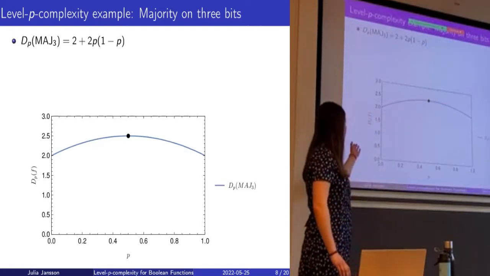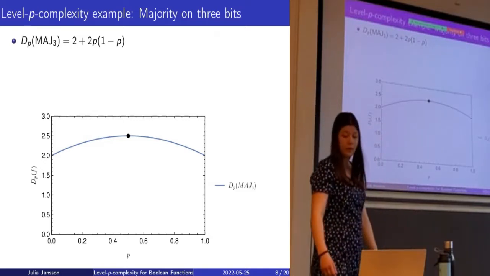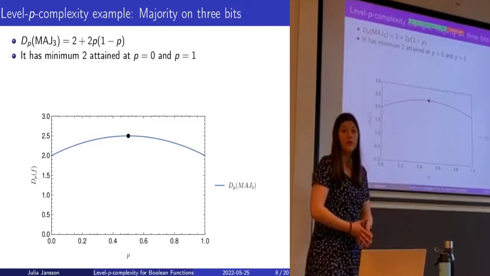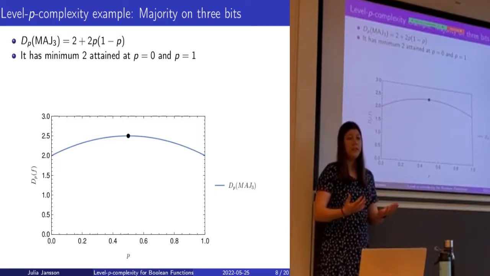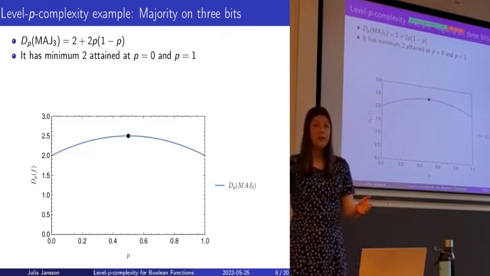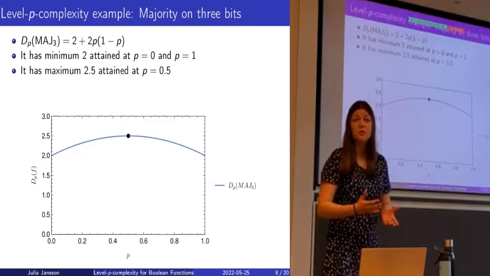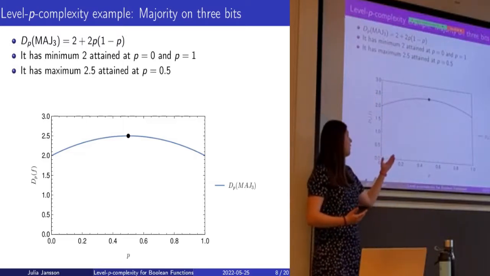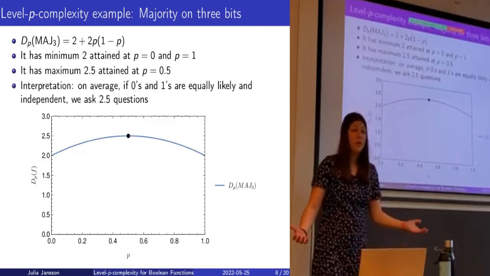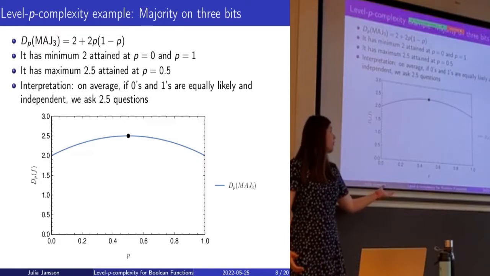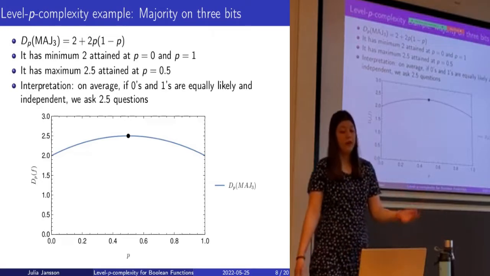So we see also in this graph the formula, and it ranges between 2 and 2.5. We can see that in the endpoints, the minimum is 2. So this means that in this case, we will only ask 2 questions. And this is since if P is 0, we only have zeros in the input. So then we ask 2 questions. And then the maximum is 2.5 in the middle at P equals a half. And this means that on average, if zeros and ones are equally likely, we will ask 2.5 questions. So we might ask 3 questions or 2 questions depending, but on average it's 2.5.